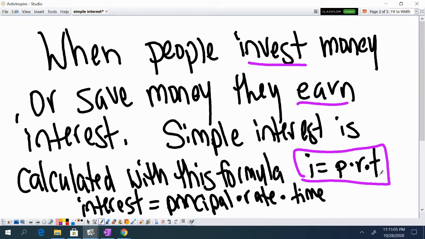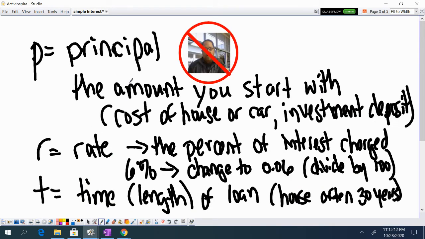So we need to figure out what these terms actually mean. So first let's look at principal. Principal, it's not like Mr. Waldman, our principal. It is the amount you start with, such as the cost of the house or a car. Those are two things we often take loans out for. Or it's the investment deposit you put in.